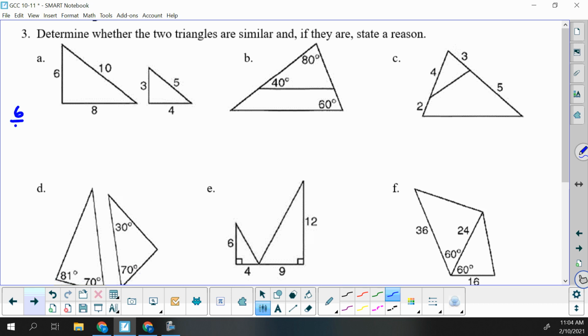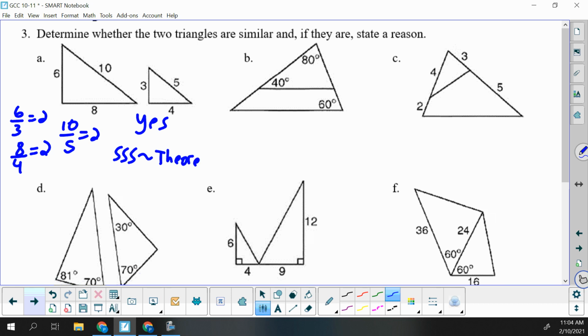So we've got 6 divided by 3 gives us 2. 8 divided by 4 gives us 2. And we're getting that from the corresponding sides. 10 divided by 5 equals 2. All those ratios are the same, so we would say yes, they are similar by our side, side, side similarity theorem. When you're doing similarity, the S's mean the sides are proportional, not that they are congruent.